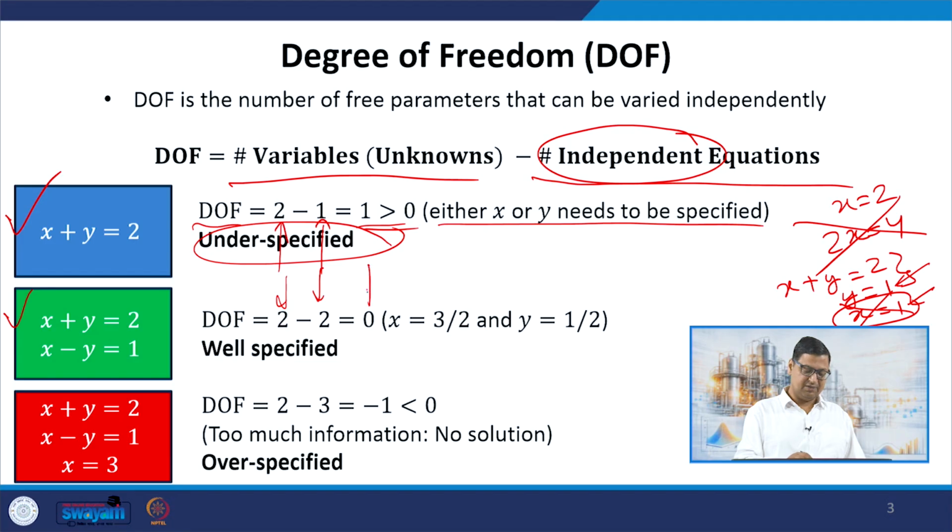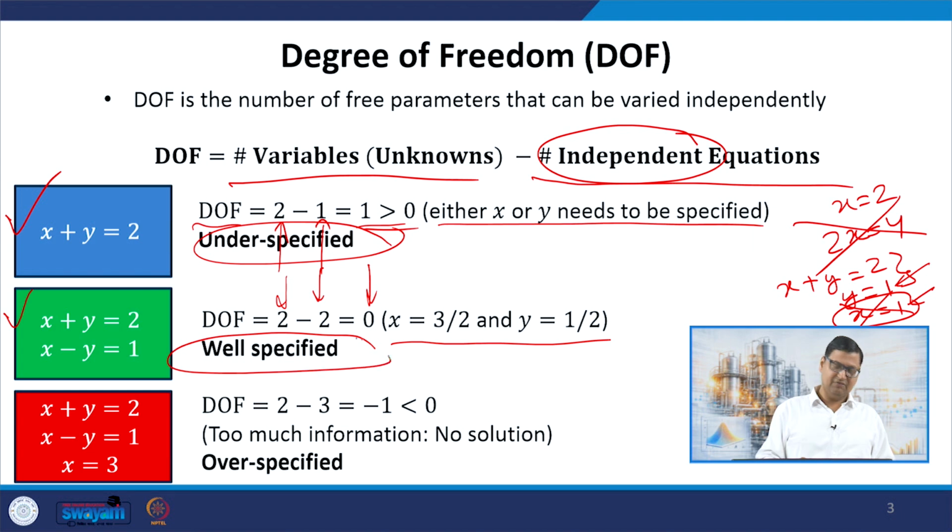So, degree of freedom becomes 0. In fact, I can solve it and get the value of x and y. And now, I no longer have the liberty to choose x and y whatever I want to do. In the previous case, I had that liberty. Now, x and y are defined by these two equations, right. So, therefore, there is no degree of freedom in the system. I cannot choose any arbitrary value of x and y. So, the system is now called a well specified system. Whatever equations we have, they can be solved to find all the variables or unknowns in the system.